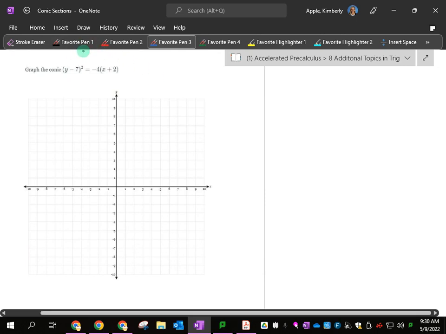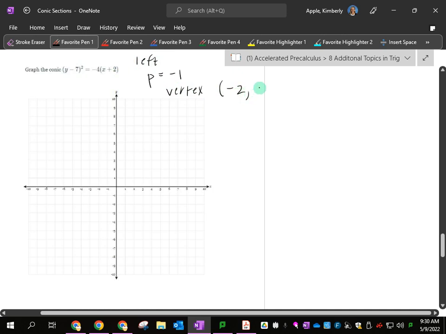Is this a left, right, up, down? It's left, right. Well, does it open left or right? Left, because it's negative. I've already found p, and the vertex will be -2, 7. Let me go find that. See, I'm skipping steps now. So if p is -1, I know p is, don't overthink p.